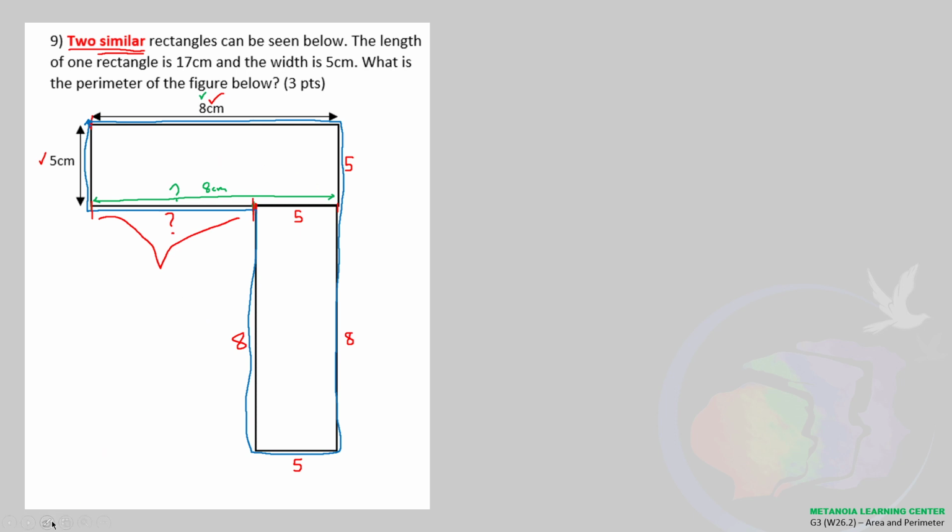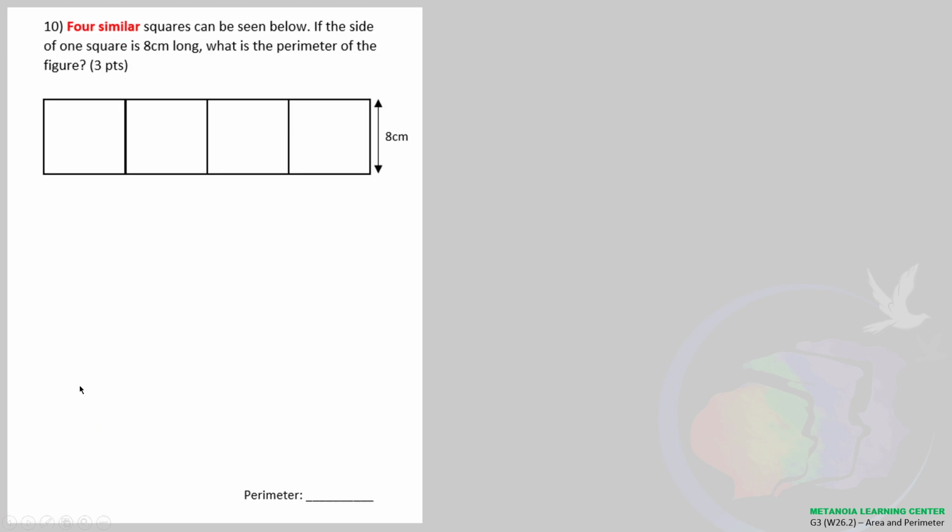Okay, so think. Okay, number 10. 4 similar squares can be seen below. If the side of one square is 8 centimeters long, what is the perimeter of the figure? This is actually very easy kasi you already know that each side is equivalent to 8. So all you need to do is just to present 8 in all sides. And then again, remember, all sides kayo na bahala diyan. So which means, again, perimeter is the measurement around. You should not be including this measurement.